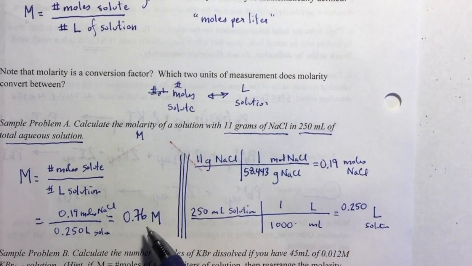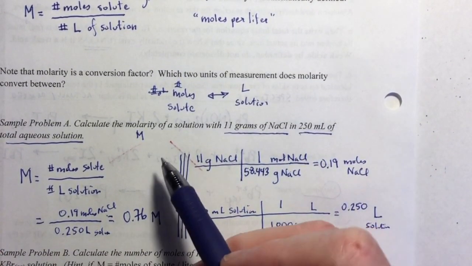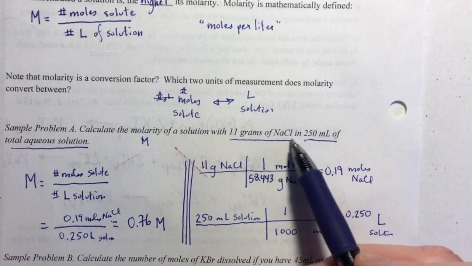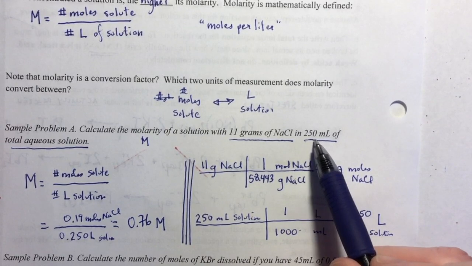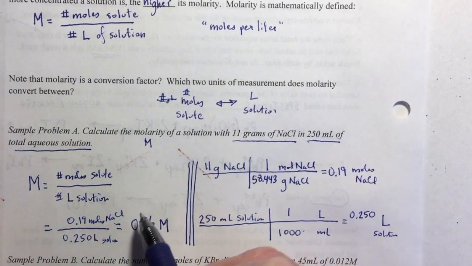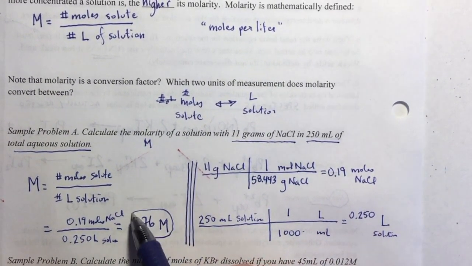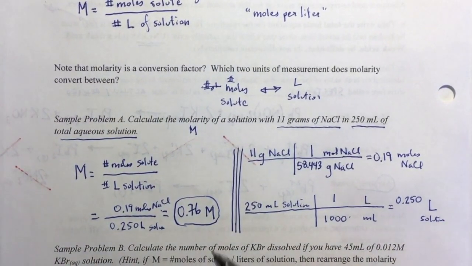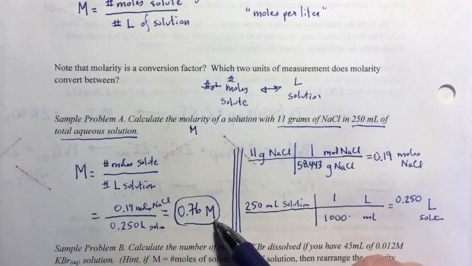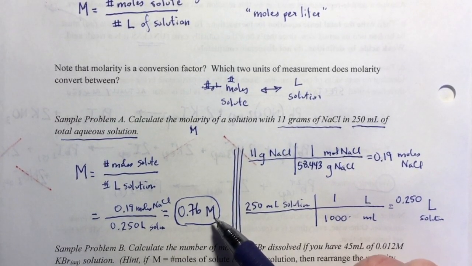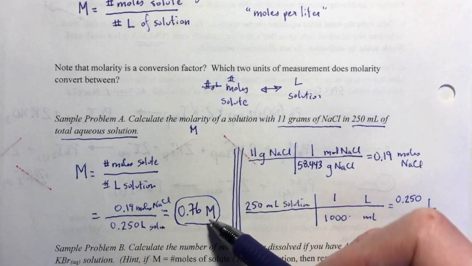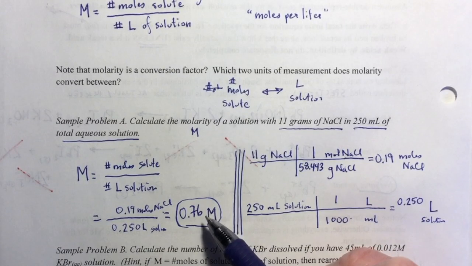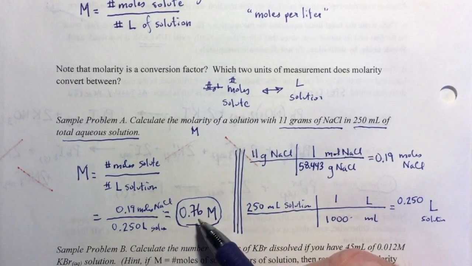And that is the concentration, the molarity of a solution with 11 grams of solute, sodium chloride, dissolved in 250 milliliters of solution. So there's my answer right there. I'm going to put a nice circle around it. Now what does this mean? So I am given a molarity here. I'm given a concentration. And this concentration means that I have 0.76 moles of solute per liter of solution.